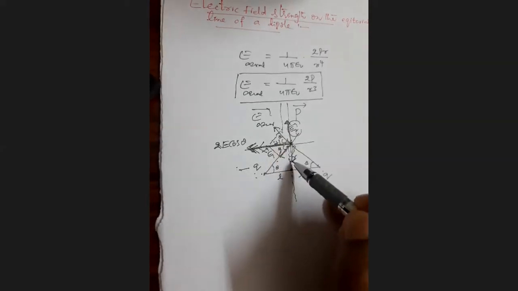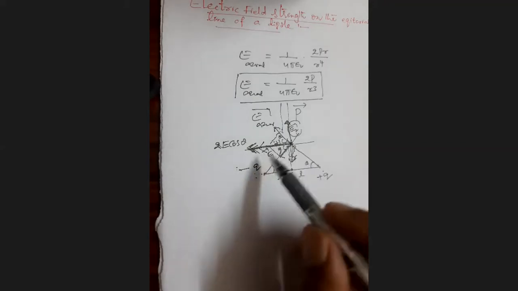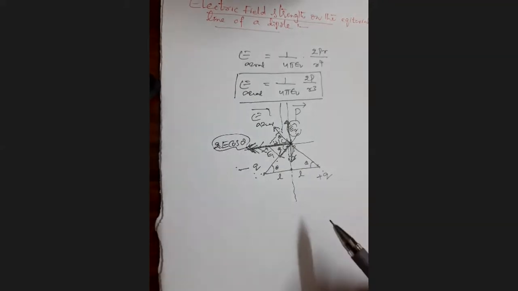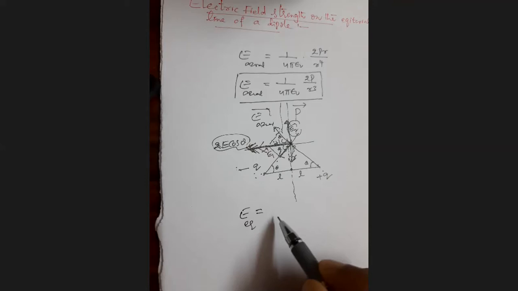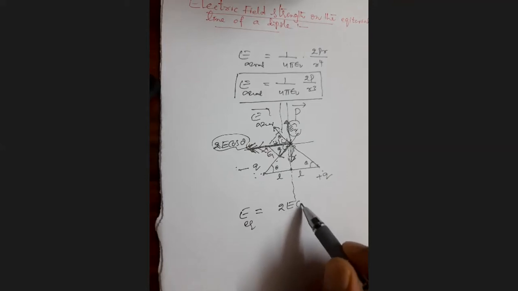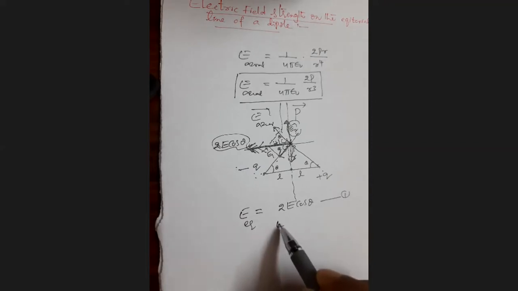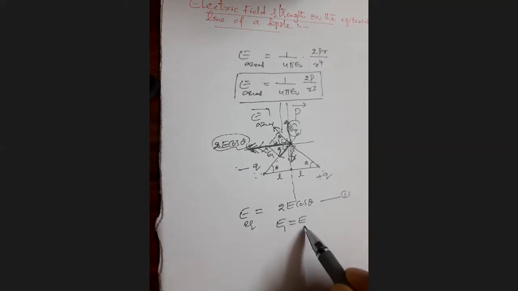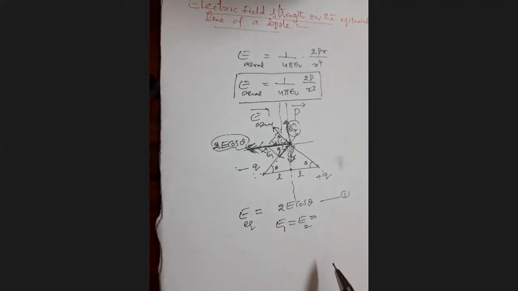These get cancelled on the horizontal components. By combining the resultant value, we are getting 2E cos theta. So I am writing E equatorial, or E resultant, equals 2E cos theta, equation 1, where E is nothing but what? E1 equals E2 in magnitude. Of course the directions are different, but the magnitudes of E1 bar and E2 bar are equal, right? That is equal to how much?